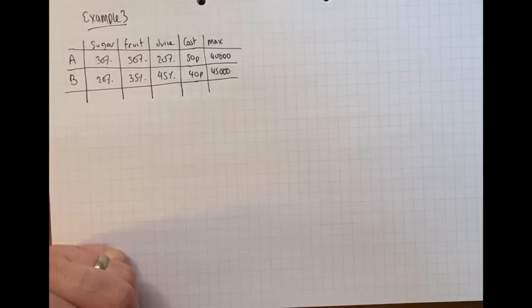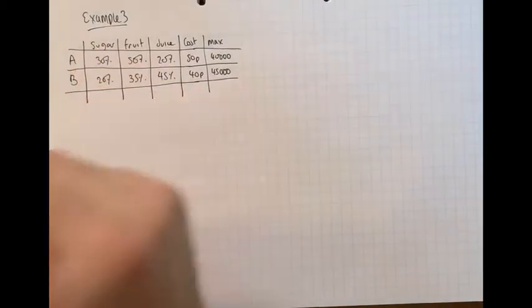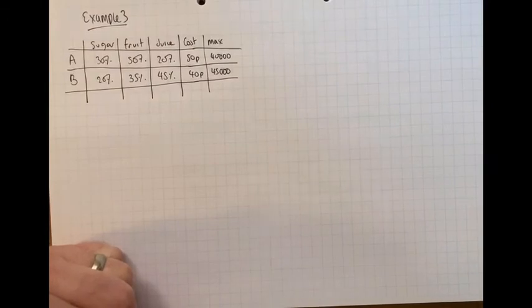it requires below 25% sugar, at least 40% fruit, no more than 35% juice. The company blends syrup A and B to meet the manufacturer's needs. So it uses a combination of A and B to meet those constraints. We want to minimise costs.